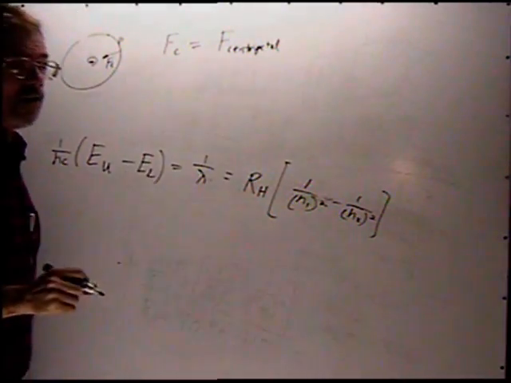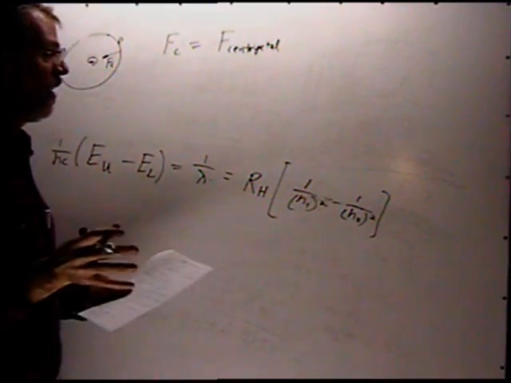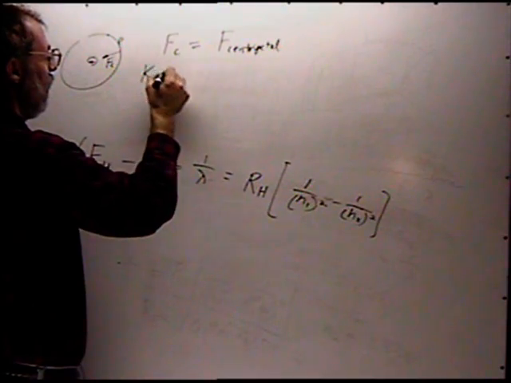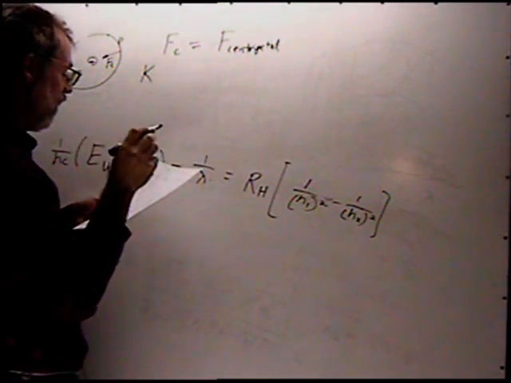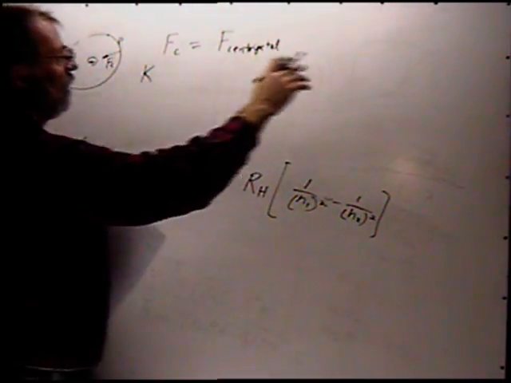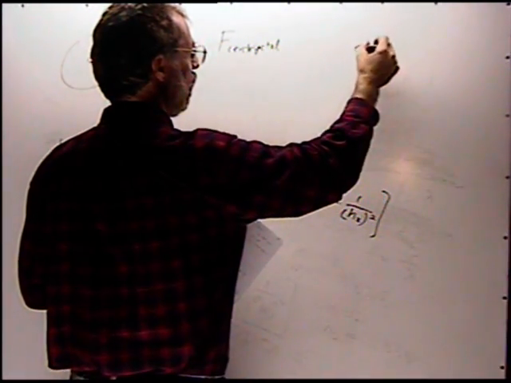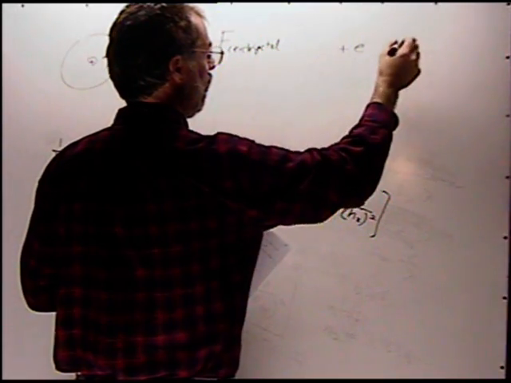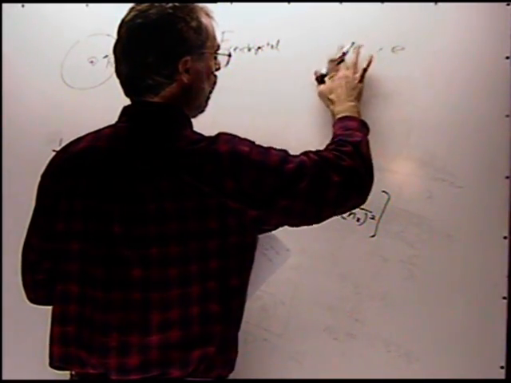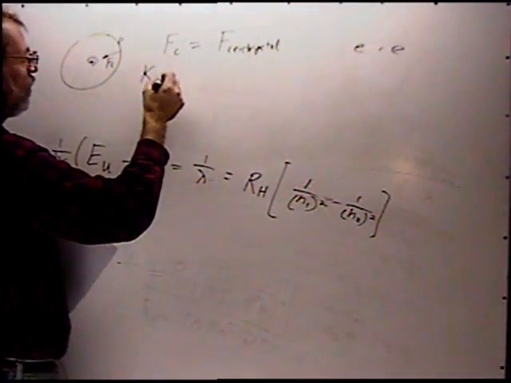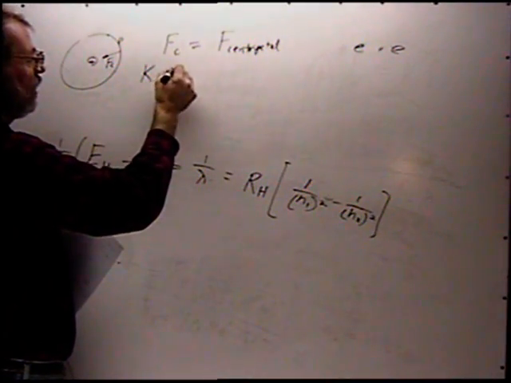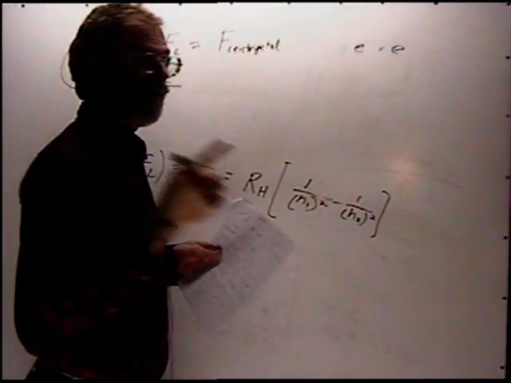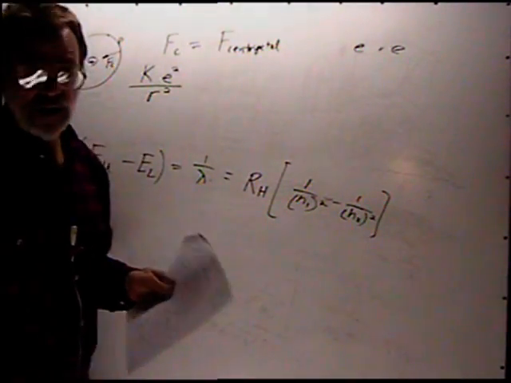So this is exactly what Niels Bohr did. The Coulomb force is simply K. Now in place of the proton, the proton has a charge of plus E, and the electron has a charge of minus E. We ignore the signs right now, so the two charges become E times E, or E squared. E is the charge of the electron, and it's also the same charge of the proton.